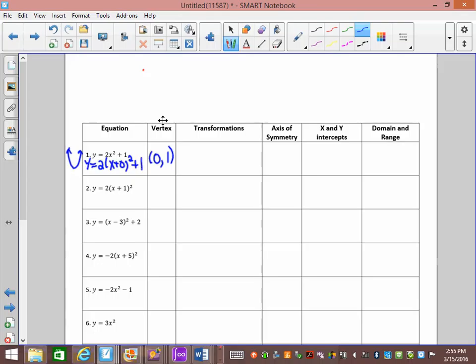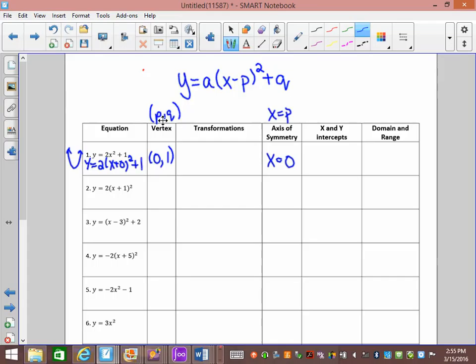What's my axis of symmetry? It's always the x of the vertex. So as long as I have my vertex, I can answer it. It's x equals 0. This is always x equals p. Vertex is always (p, q) with the equation y equals a(x minus p) squared plus q.